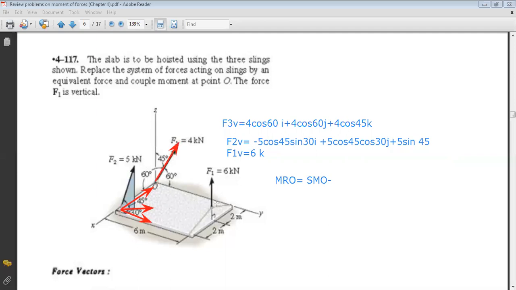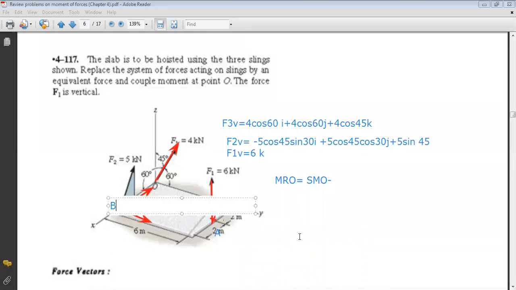To do this, you choose a point on the line of action of your force. For example, this is F1. F1 is passing by this point. So you take any point on the line of action. Here, this is the easiest one, and if we name this point, let's say this is point A, and here this is point B, for example.